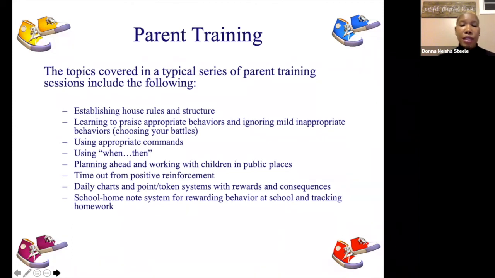Time out from positive reinforcement, that's another area that they tend to cover. Daily charts and points and token system with rewards and consequences. Teachers use this all the time. Teachers are always given tokens. They're always given rewards and points. Points are taken off in some cases as a consequence, or you just don't earn a point. Parents can utilize that too in their household.